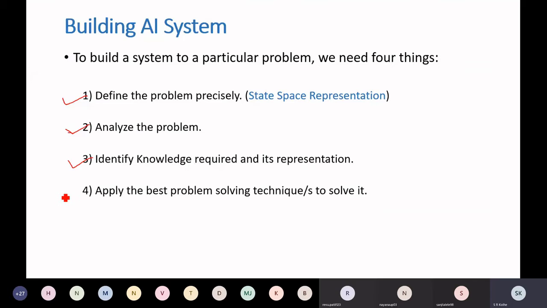The fourth step is to apply the best problem solving technique for solving that problem. So you are going to identify an AI technique for solving that particular problem. These are the common, general steps you will have to follow while solving any AI problem. Today we are going to discuss step number one, defining your problem precisely. Right? Understood?